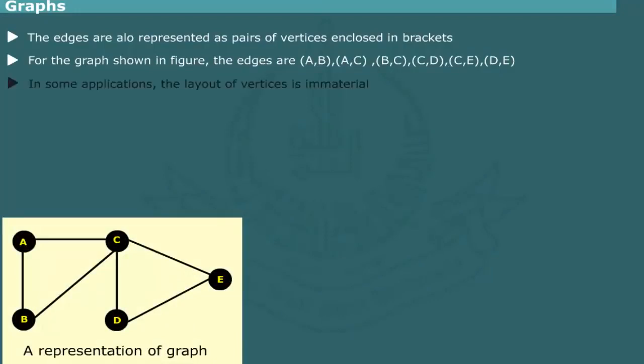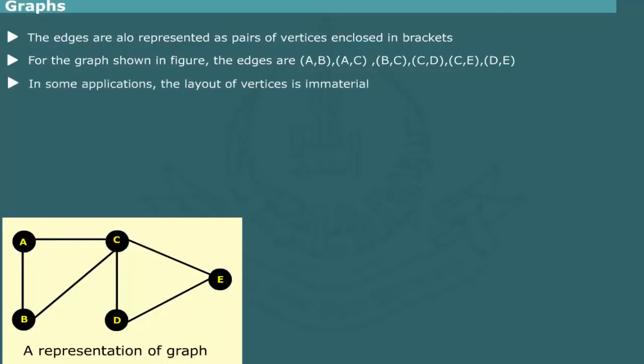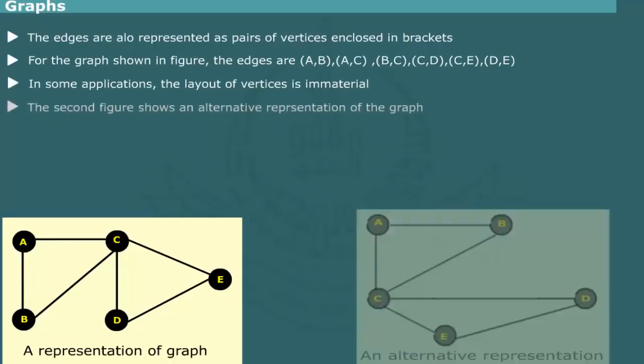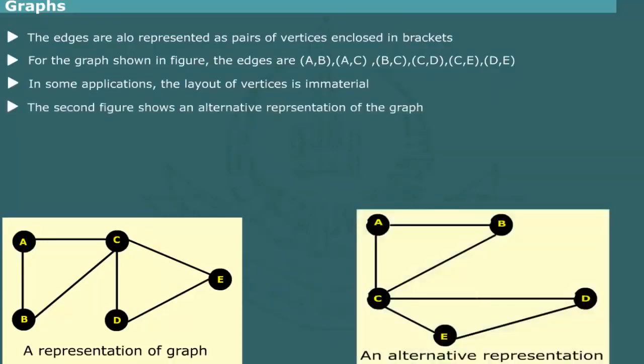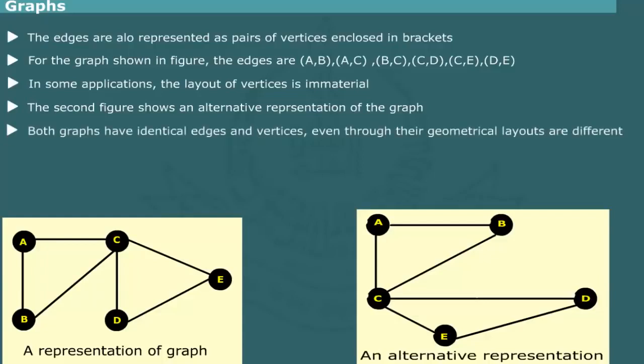It is emphasized that in pictorial representation, the location of a vertex is immaterial for some applications. Thus, vertices can be laid out in several ways. For example, this figure is an alternative representation with a different geometrical configuration of the same set of vertices and edges. Although these two pictorial representations give different looks, they represent the same set of data elements in the graph.